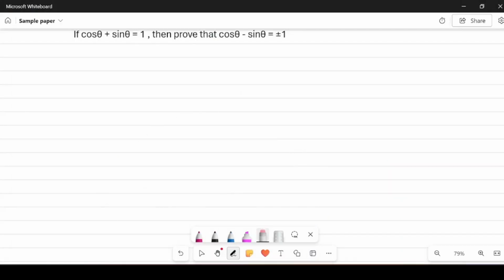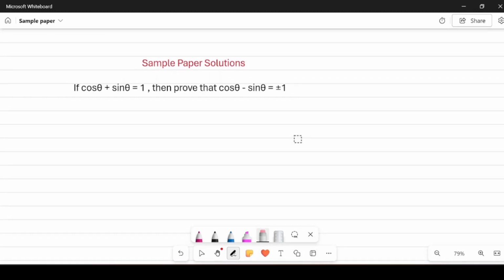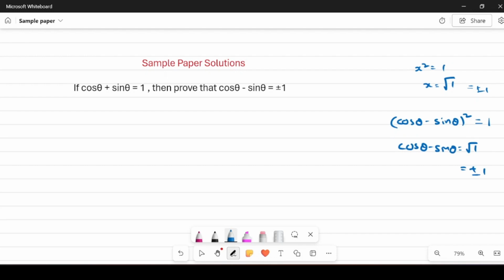Since we need to prove cos theta minus sin theta is equal to plus or minus 1, see, we know that if x square is equal to 1, x will be square root of 1, which is plus or minus 1, right? So if from the given data we get this relation, cos theta minus sin theta whole square is equal to 1, then we'll get cos theta minus sin theta is equal to root 1. So root 1 is plus or minus 1, right? Then we'll get a result.